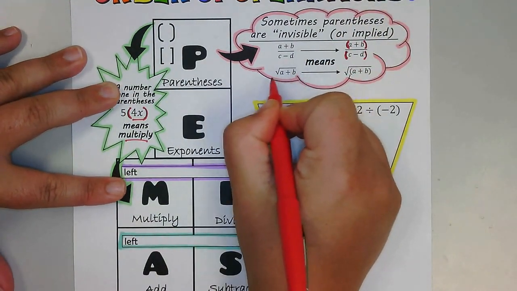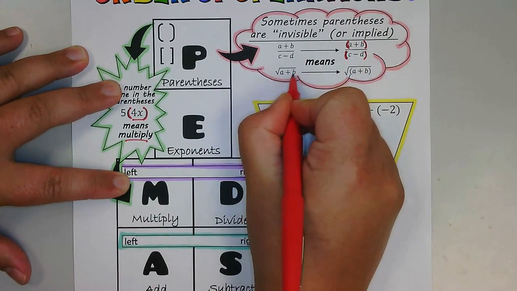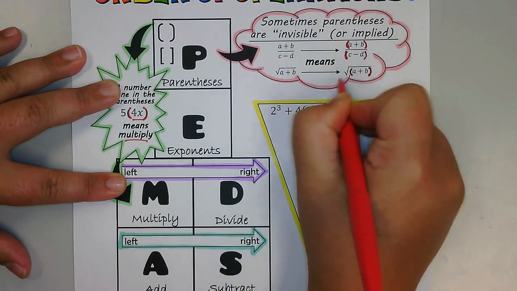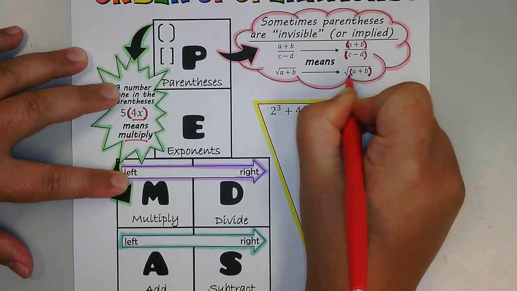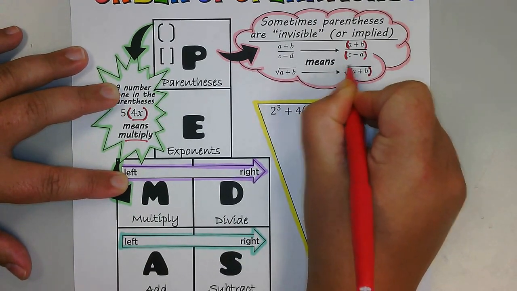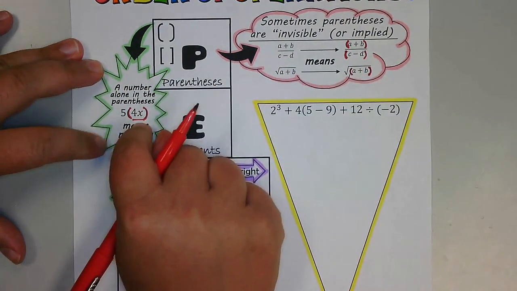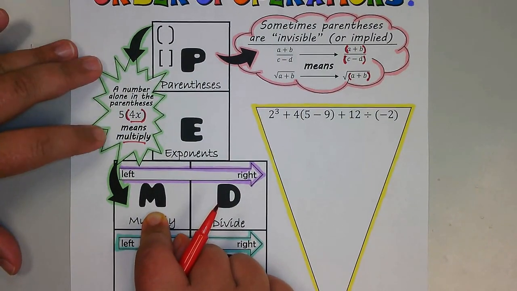In addition to that, if you have something like a radical, this is a square root, inside here there's an implied parentheses. So before you would actually take the square root, you want to do these things first and then do the square root. Okay, so implied parentheses, and there is one instance where it doesn't actually mean parentheses.